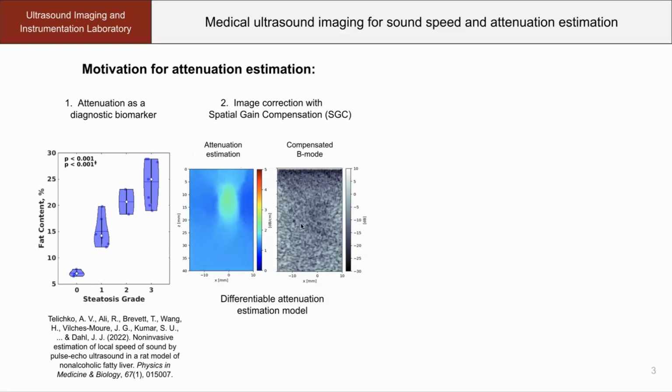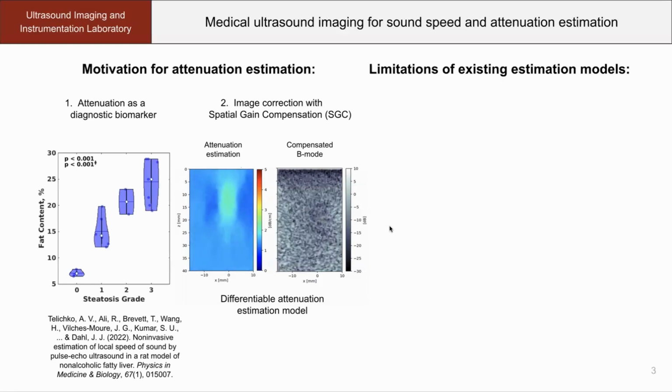In this iterative process, we can see that this attenuating inclusion shown in this region produces a shadow initially in the B-mode, and through this iterative process, when attenuation is better estimated, the shadow is removed in the compensated B-mode.